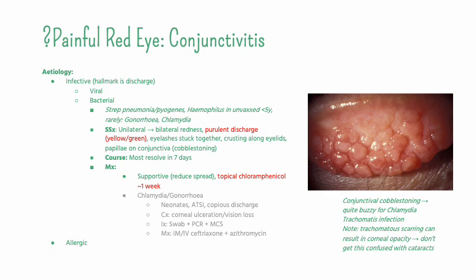With gonorrhea and chlamydia, the complications of that are important to remember. It can cause a corneal ulceration and visual loss. The investigations would be as per your STI protocols, but you would want to do a swab, PCR, and MCS. The management plan is intramuscular or IV ceftriaxone and azithromycin, depending on severity.